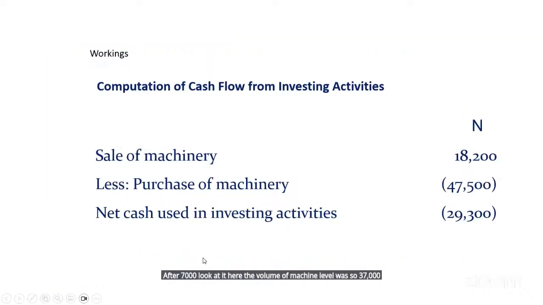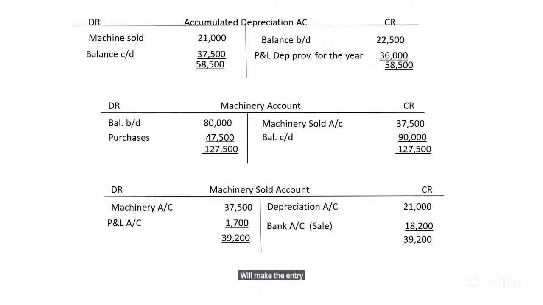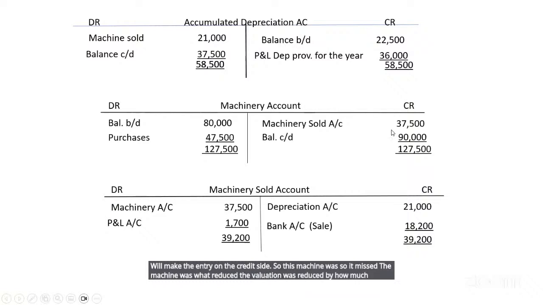Remember, when you have machine here, it means that this is a debit entry, an asset. Now, remember our principle of double entry. If we want to reduce an asset, we make the entry on the credit side. So this machine was sold. It means the machine was reduced. The value of the machine was reduced by how much? By the amount realized from the sales.